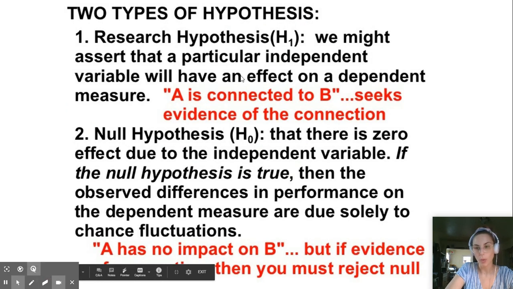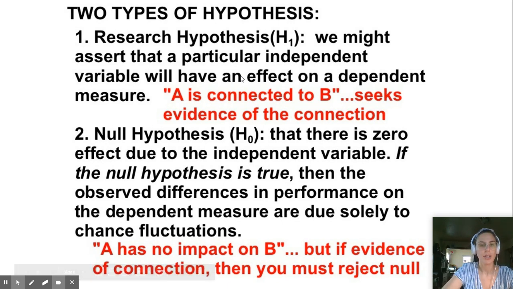Okay, so I know this is like a wall of words. Just breathe. We're going to go through this. So there are two types of hypotheses. Let's go over research hypothesis first, okay? For a research hypothesis, we might assert that a particular independent variable will have an effect on a dependent measure. So let's use the example of exercise and heart rate.